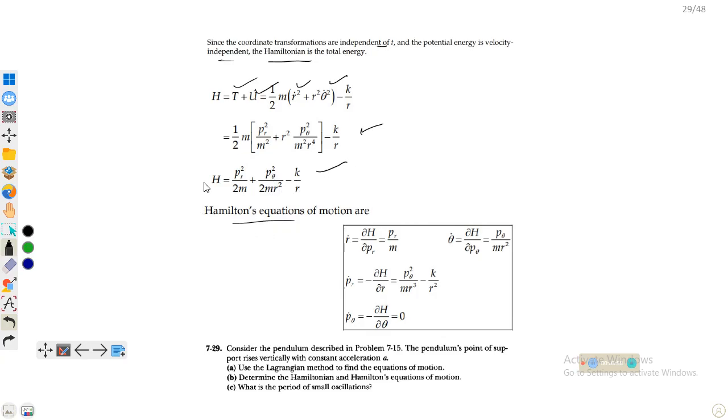Now, once we have found the Hamiltonian, we can find Hamilton's equations. So r dot will be equal to partial H over partial P r, and theta dot is equal to partial H over partial P theta. Similarly, P r dot will be equal to minus partial H over partial r, and P theta dot will be equal to minus partial H over partial theta. We have the value of the Hamiltonian, so we can plug it into these equations and take the derivatives correspondingly. This will give the following values. I think these were the requirements in the question, and we have solved it.